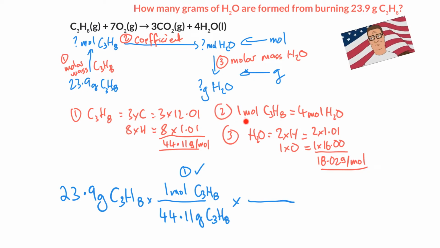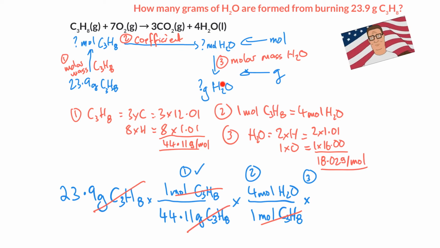So step 2 is we need the mole to mole ratios, right? The coefficients. So we've got 1 mole of propane gives you 4 moles of water. We need the propane to cancel out, so we need the 1 mole of propane on the bottom. That gives us the 4 moles of water on the top, which will survive this step. So if we cancel, the moles of propane are gone. And the very last step, step 3, is to change the moles of water into grams of water, and we use the molar mass for that.